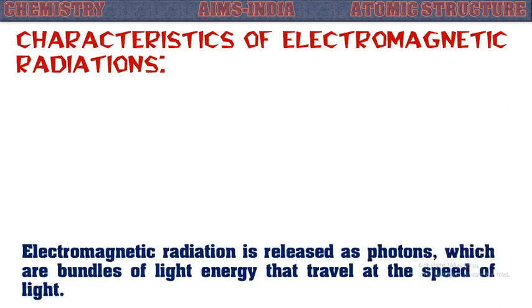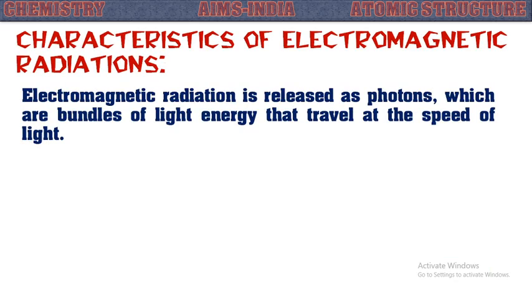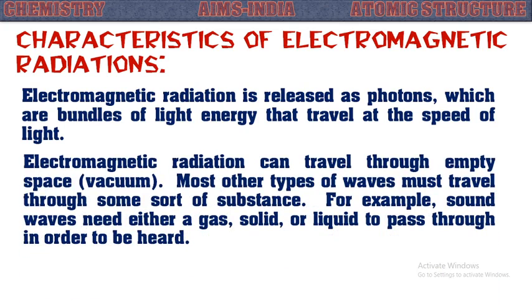Characteristics of these electromagnetic radiations. Electromagnetic radiation is released as photons. As we discussed in Planck's theory, this energy will be released in the form of photons, which are bundles of light energy that travel at the speed of light. Electromagnetic radiation can travel through even empty space, that means even through vacuum. Most other types of waves must travel through a certain medium. For example, sound waves need a certain medium for their propagation, like solids, gases or liquids, through which they can pass.